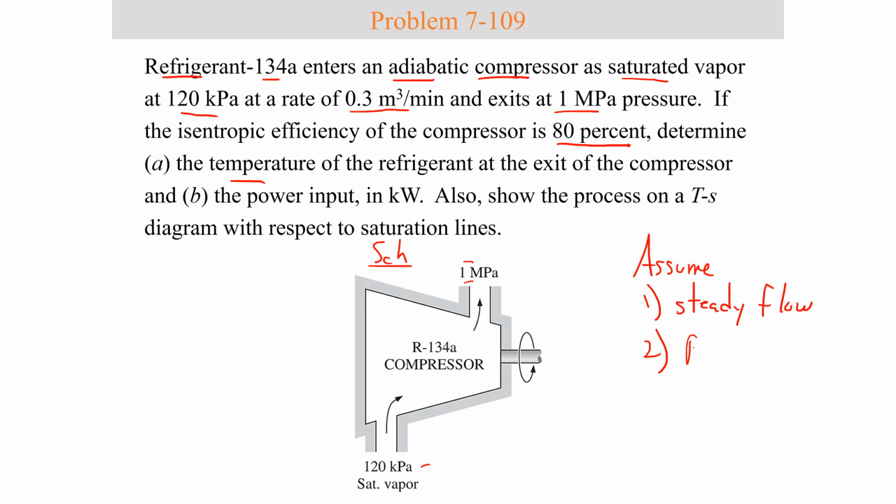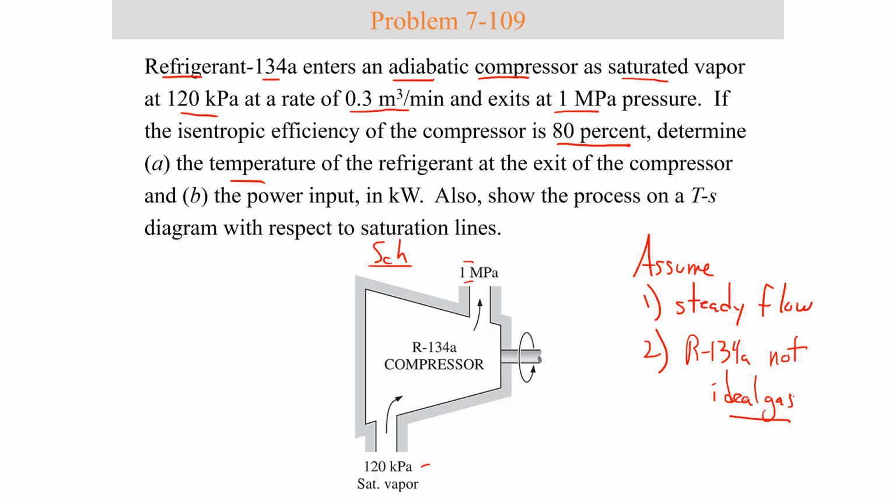And two, you usually don't have to write this as an assumption, but I just wanted to reiterate that the R134A is not an ideal gas, right? So you can't use the ideal gas law here. So you have to use EES or your property tables.